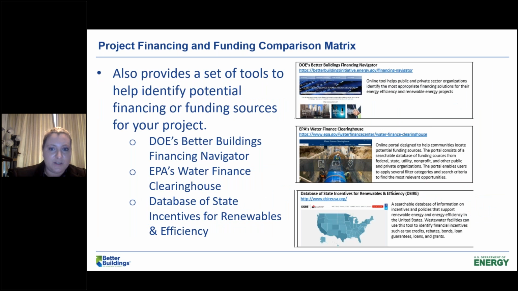In addition to that tool, what's also in here are a set of essentially search tools to identify potential financing or funding sources. It identifies DOE's Better Buildings Financing Navigator, EPA's Water Finance Clearinghouse, and a database of state incentives for renewables and efficiency. So it also houses these tools that you can use to find publicly available financing mechanisms as well. Okay, next slide.